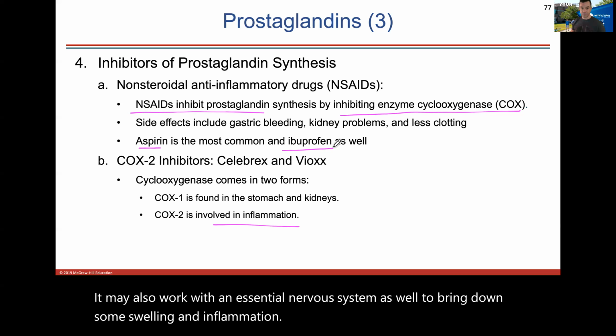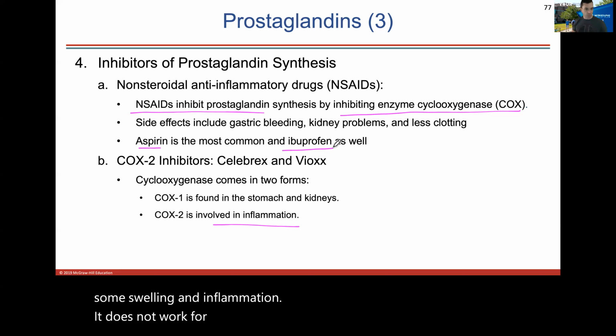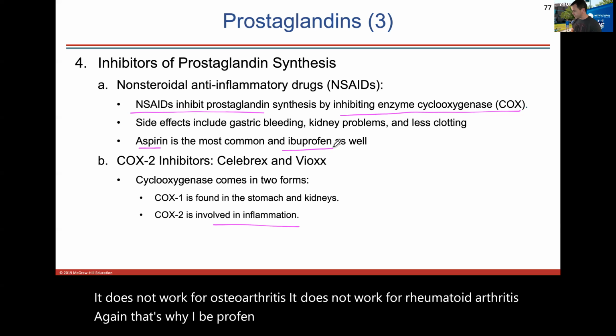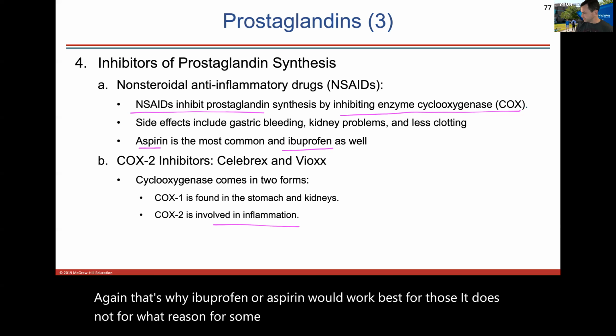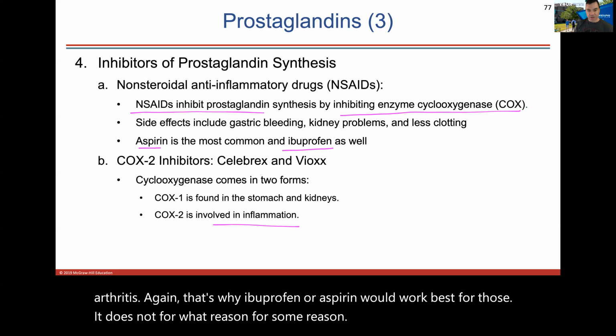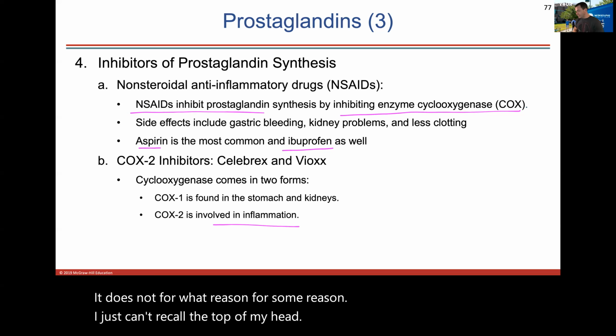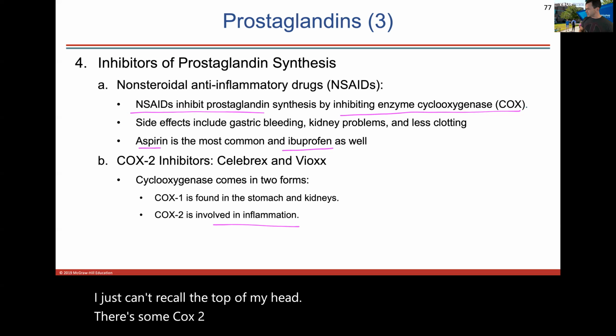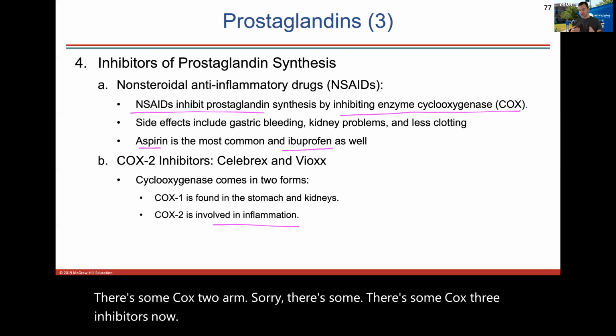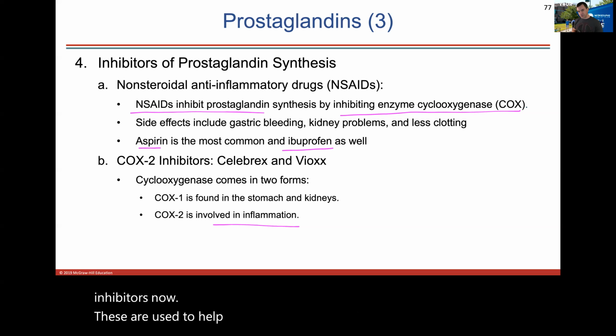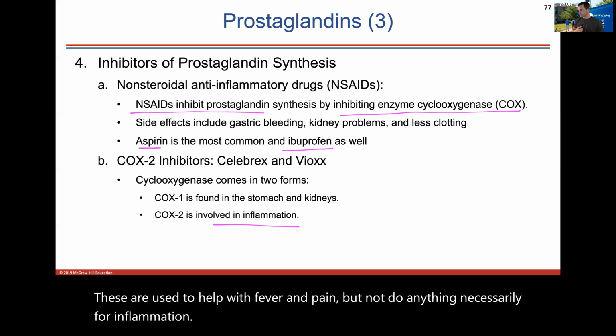It does not work for osteoarthritis. It does not work for rheumatoid arthritis. Again, that's why ibuprofen or aspirin would work best for those. It does not for what reason? For some reason, I just can't recall off the top of my head. There are some COX-2, or I'm sorry, there are some COX-3 inhibitors now. These are used to help with fever and pain, but not do anything necessarily for inflammation.